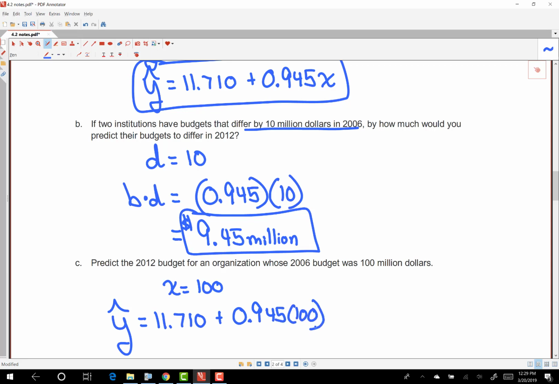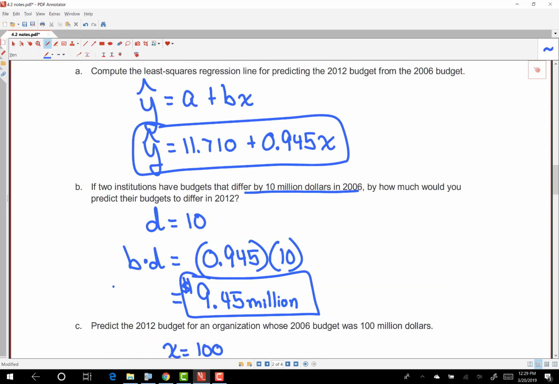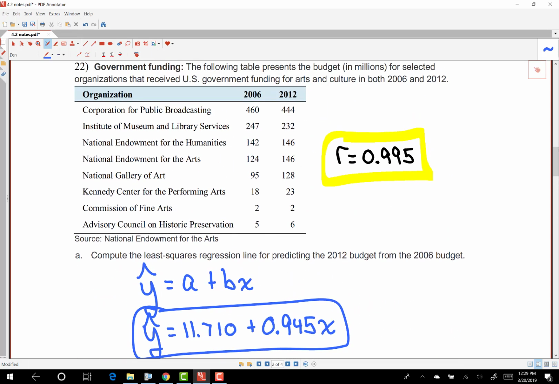But before I do this, I need to double check a couple things. First of all, to make our prediction, we really do need to have some sort of correlation, which we have: a strong linear correlation here. Secondly, the number that we're plugging in has to be within the scope of the data. So we have to look at the 2006 budget because that's what x is. And we've got to make sure 100 fits within the range of values there.